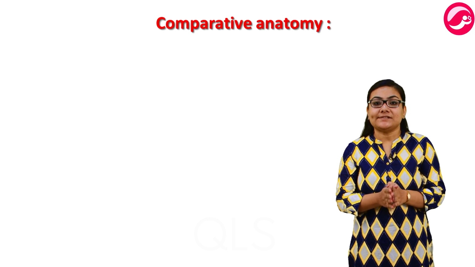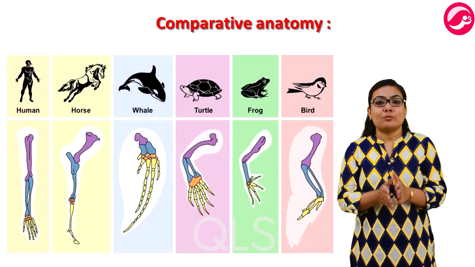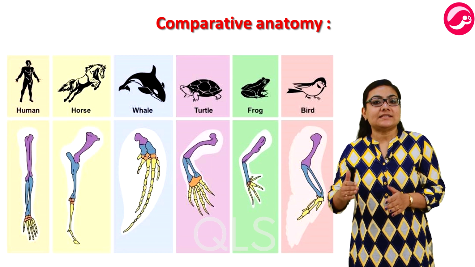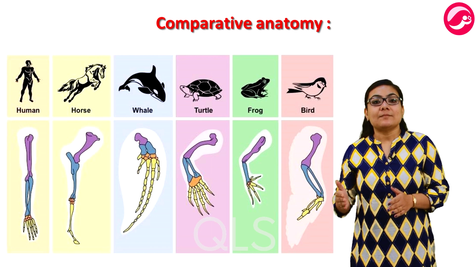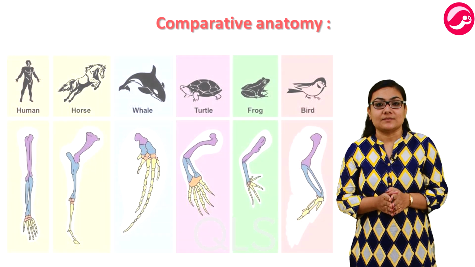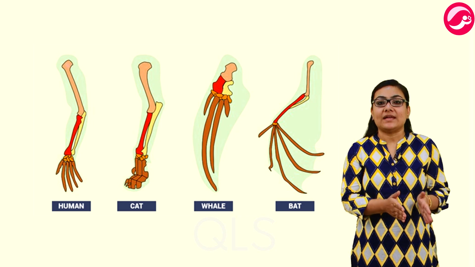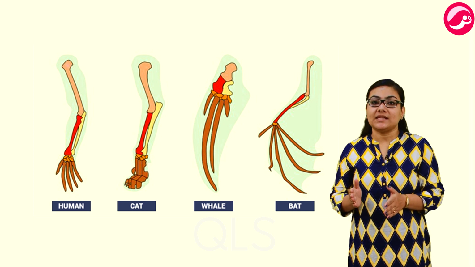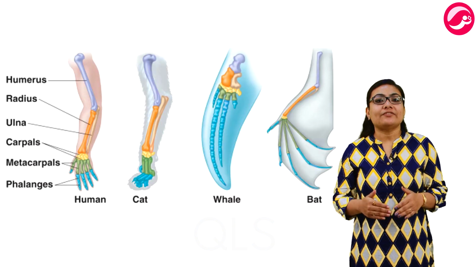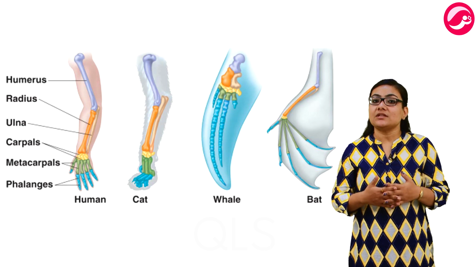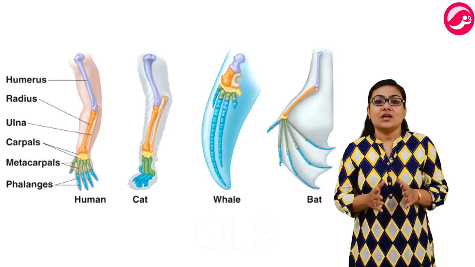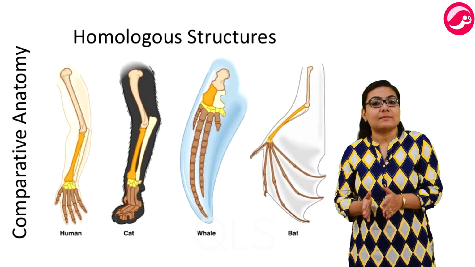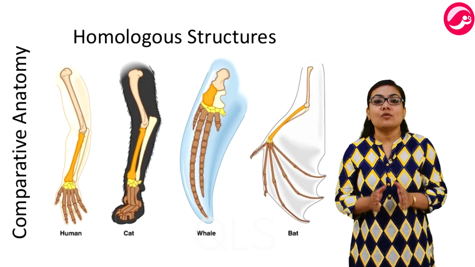First is comparative anatomy. The study of body parts of animals of a particular group shows how apparently dissimilar animals have quite similar anatomical structures. For example, the forelimbs of man, cat, whale and bat are made up of the same skeletal elements. They have been modified to suit the environmental conditions in which these animals live. These organisms are functionally dissimilar but structurally similar. Such organs are called homologous organs.